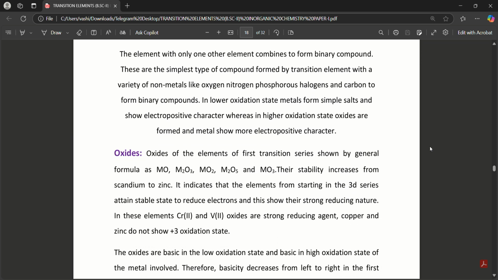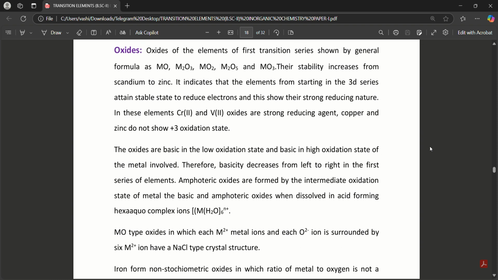Binary compounds for the first transition series. The elements with only one other element combined form a binary compound. These are the simplest type of compound formed by the transition elements with a variety of non-metals like oxygen, nitrogen, phosphorus, halogen, and carbon. In lower oxidation state, metals form simple salts and show electropositive character, whereas in higher oxidation state, oxides are formed and metals show more electropositive character.